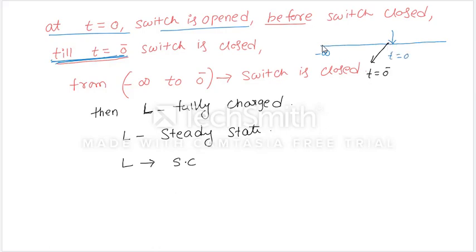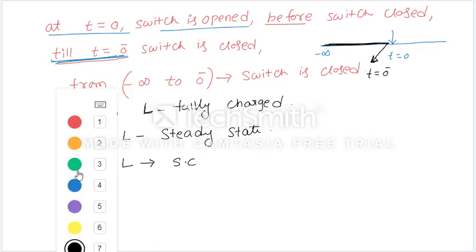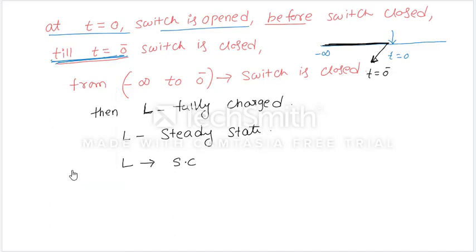So we are continuously giving energy to the inductor. So the inductor will be fully charged. Fully charged means the capacity will be over. So then we can call that a steady state. In steady state, the inductor will behave as what? A short circuit.